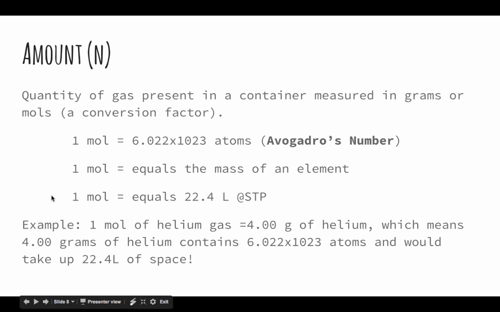And then lastly, 1 mole is also equal to a volume. It's equal to 22.4 liters at STP. I'm going to talk about STP later, so let's just let that sit. So then let's put it all together in an example. If I have 1 mole of helium gas, that means I have 4 grams of helium according to the periodic table, which means 4 grams of helium contains 6.022 times 10 to the 23rd atoms, which is a lot of atoms, and would take up 22.4 liters of space. So you can use the mole as an equivalency to determine how much space it'll take up in liters and how many atoms it has based on Avogadro's number.